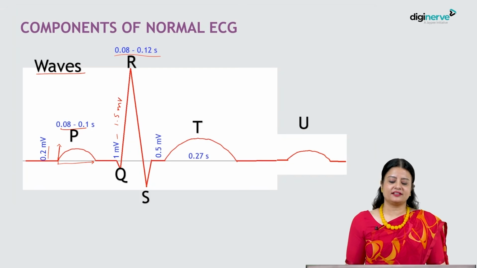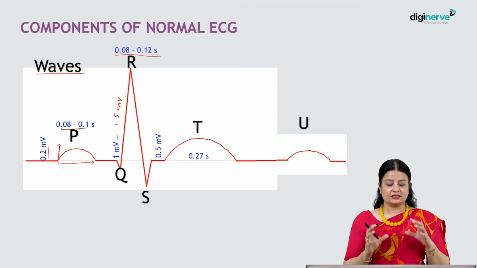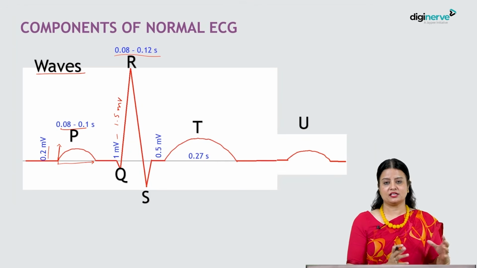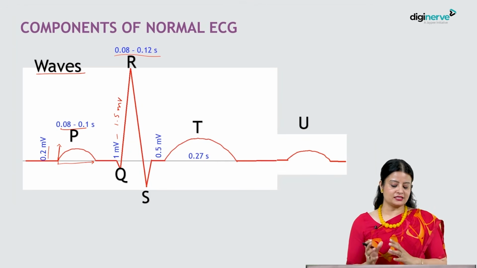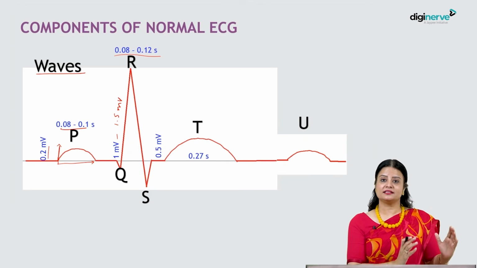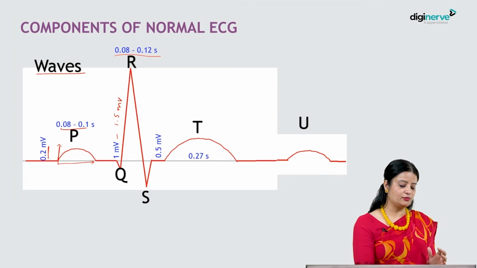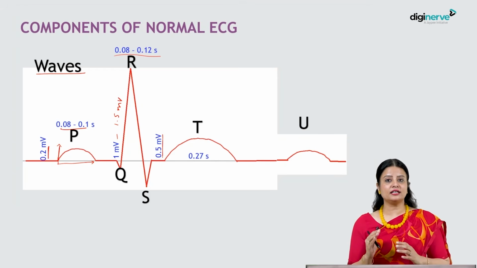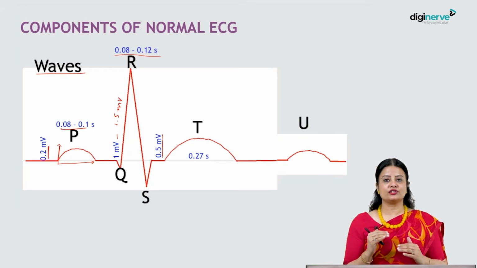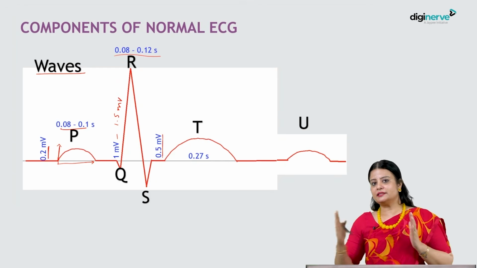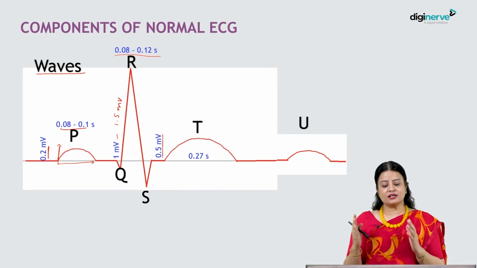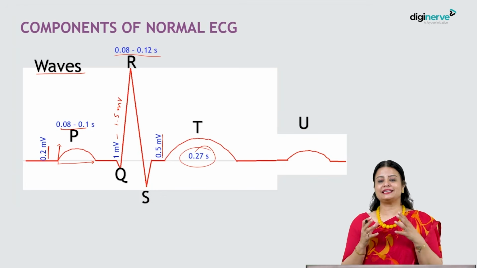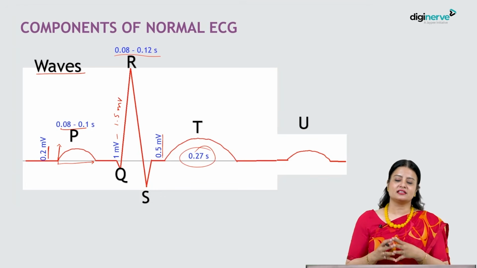Coming to the T wave, as you can see, the ventricular mass is more as compared to the atrial mass. So its magnitude is almost double the P wave. For P wave it is 0.2 and for T wave it is 0.5. So when you draw a T wave, make sure you draw double the height and double the duration of the P wave, because it is for the ventricular muscle, and even the duration of the T wave is 0.27 seconds.